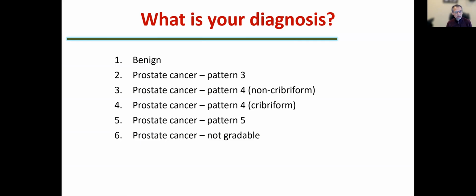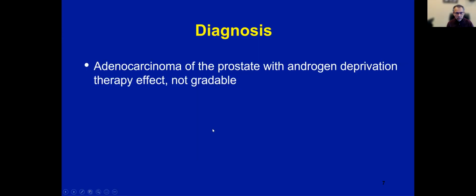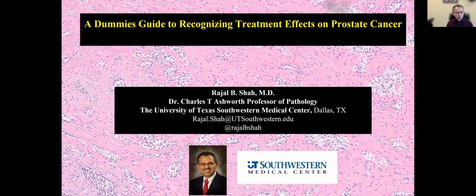So here are some of the differential diagnoses that you may consider for this particular case. And a natural thought is that this is prostate cancer pattern 5, maybe some secondary pattern 4. But the correct answer to this particular case is prostate cancer not gradable. And it is because the adenocarcinoma of the prostate demonstrates androgen deprivation therapy effect. And in that setting, we should not provide the grade. So this is my topic today, a guide to recognizing treatment effects on prostate cancer.